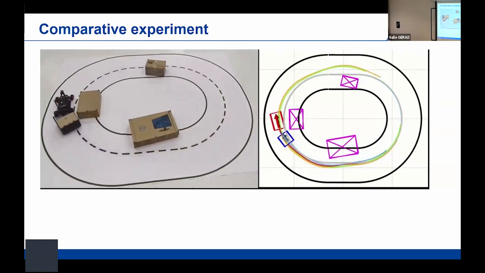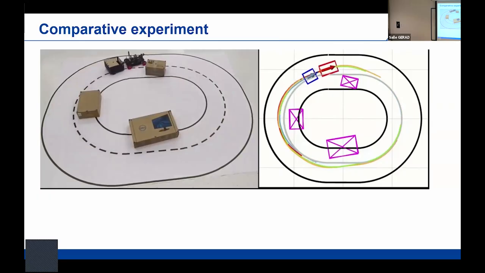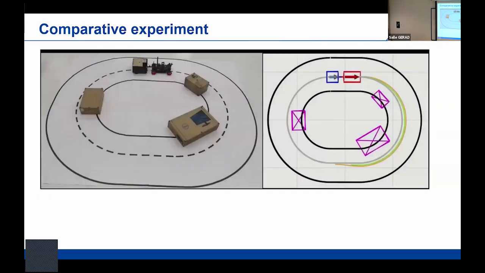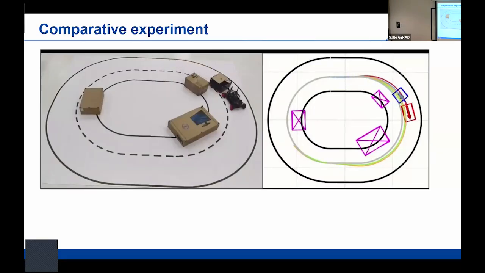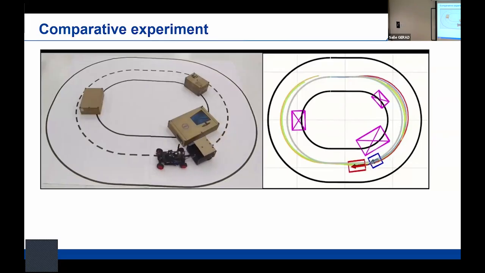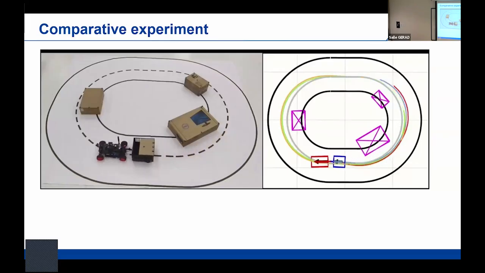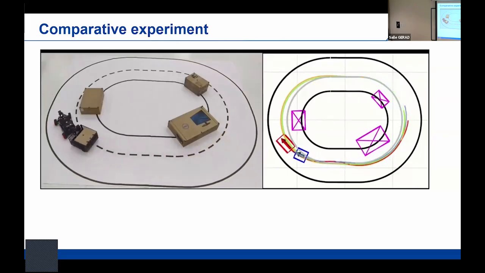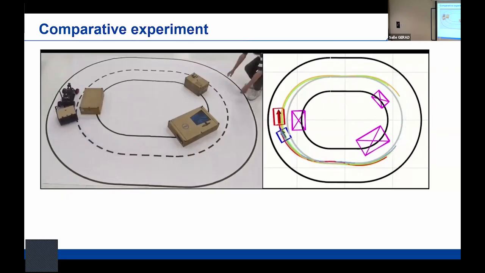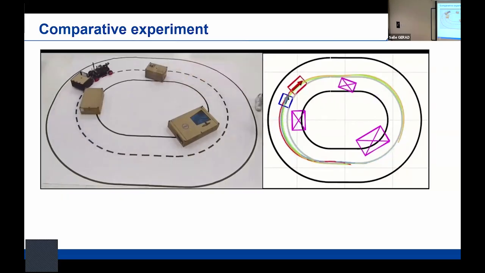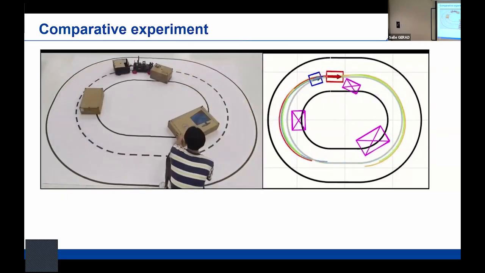But we also compare with other state-of-the-art solutions. It is not as efficient, and it ends up colliding within the box. So you can see, when it moves in such a short time, it just collides into that.